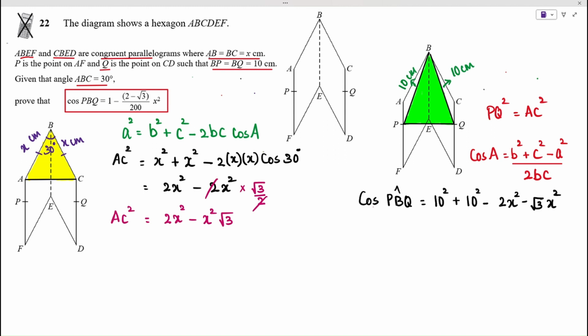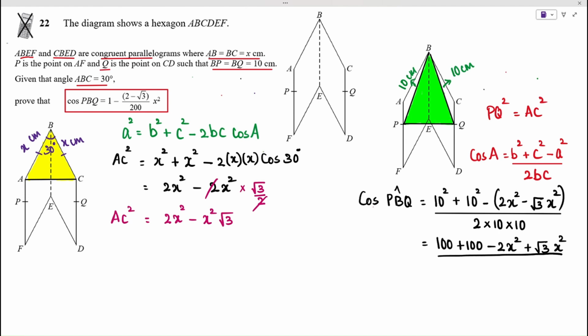And now this will be in brackets, so we will have to multiply our negative sign in later. Then we divide it by 2 times 10 times 10. So now we're going to simplify our fraction. So 10 squared is 100. So we get 100 plus 100 minus 2x squared plus root 3 x squared, all over 200.